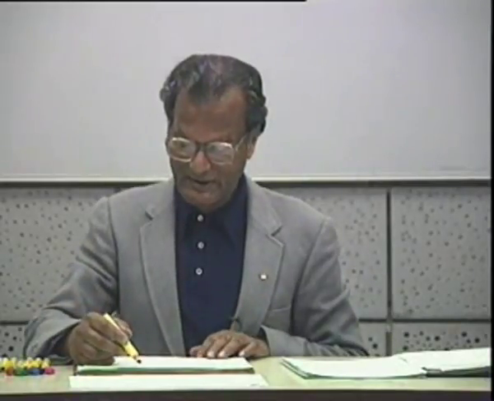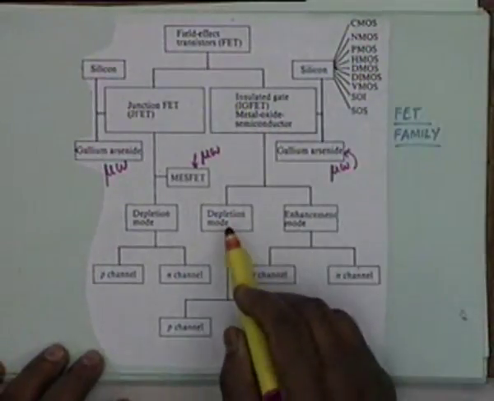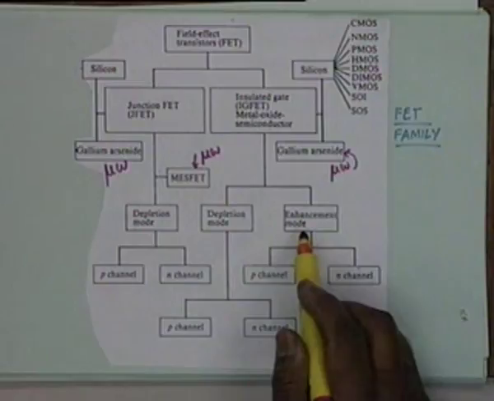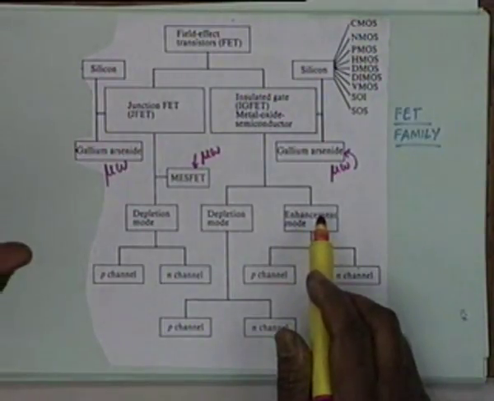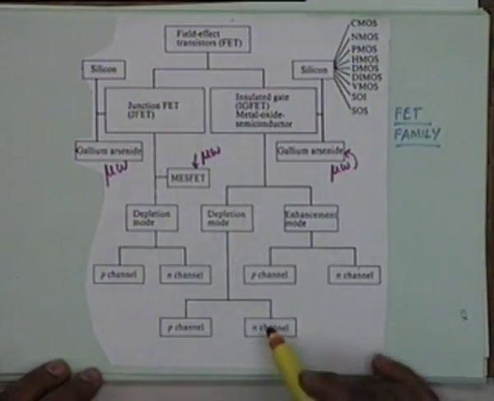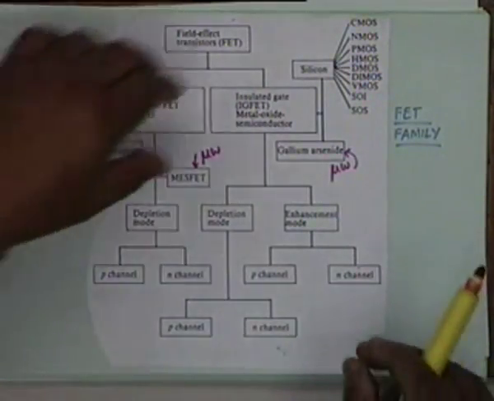Now, metal oxide semiconductor, as I said, can work either in depletion mode or enhancement mode, in contrast to junction FET. Junction FETs work only in depletion mode. And in each mode it can be either a P channel or N channel. This is the tree of FET.